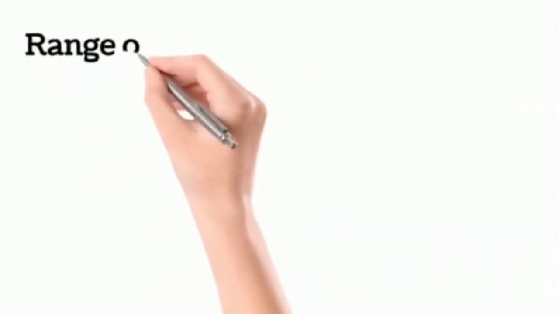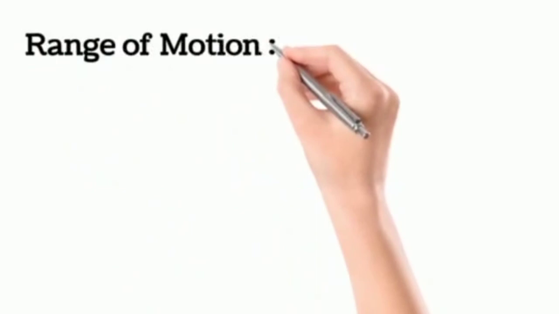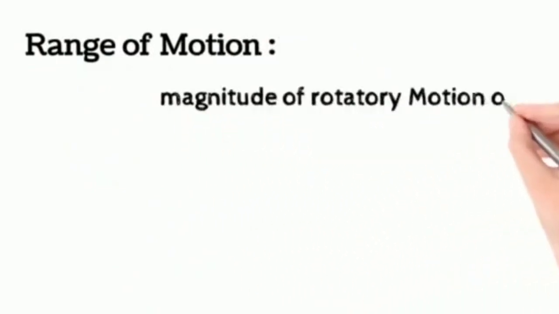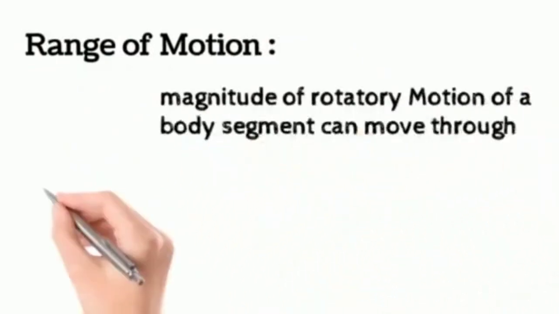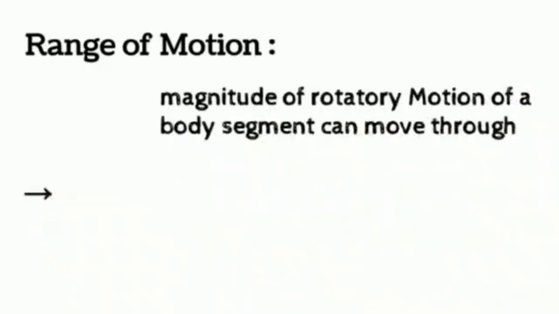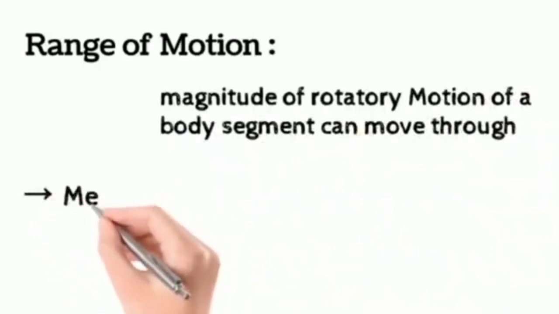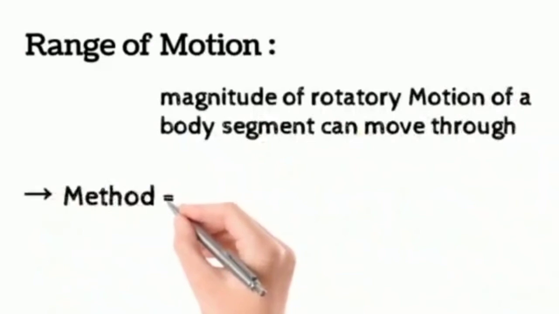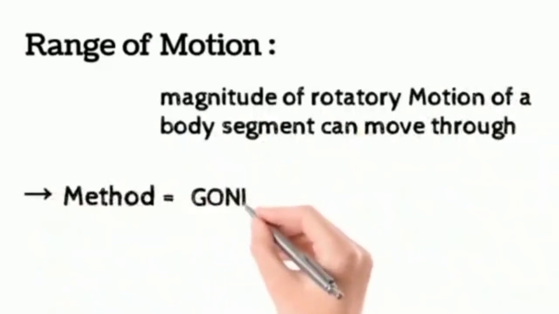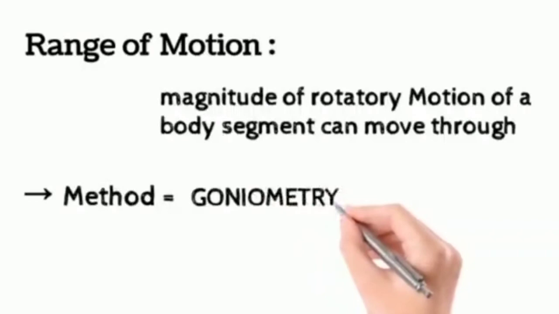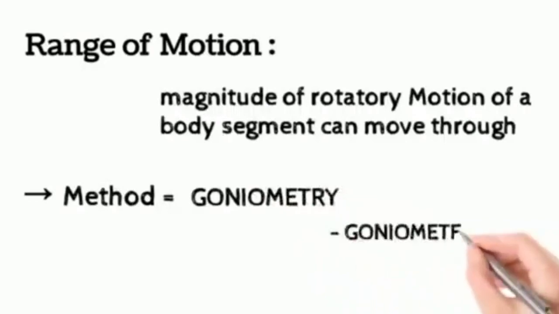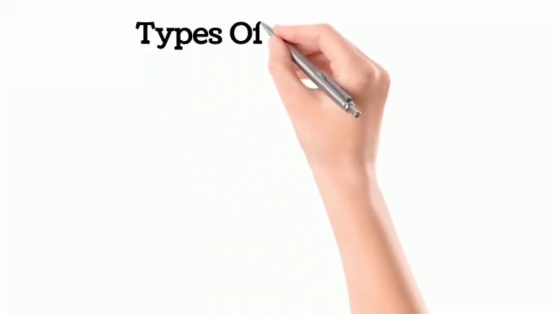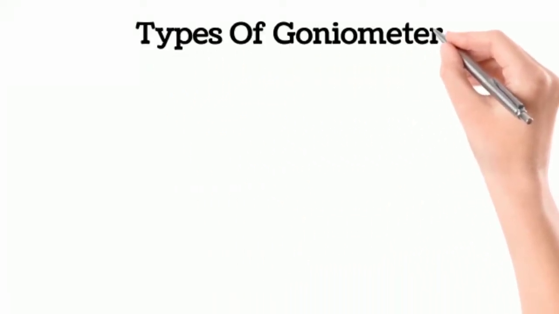Now coming to the range of motion. Here range of motion is nothing but the magnitude of the rotatory motion that a body segment can move through. The method for measurement of the range of motion of rotatory motion is goniometry, and the instrument to measure this is the goniometer. There are 4 types of goniometer: universal goniometer, gravity dependent goniometer, pendulum goniometer and electrogoniometer.